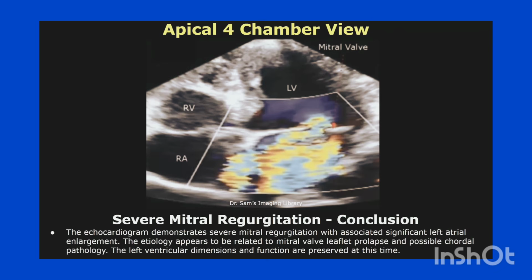Here is the conclusion. The echocardiogram demonstrates severe mitral regurgitation with associated significant left atrial enlargement. The etiology appears to be related to mitral valve leaflet prolapse and possible chordal pathology. The left ventricular dimensions and function are preserved at this time.